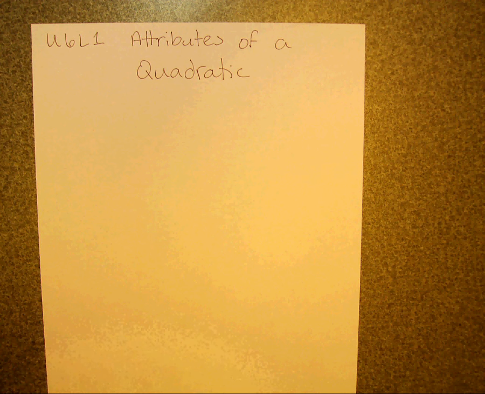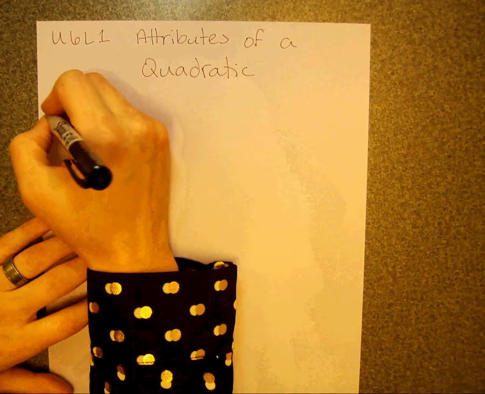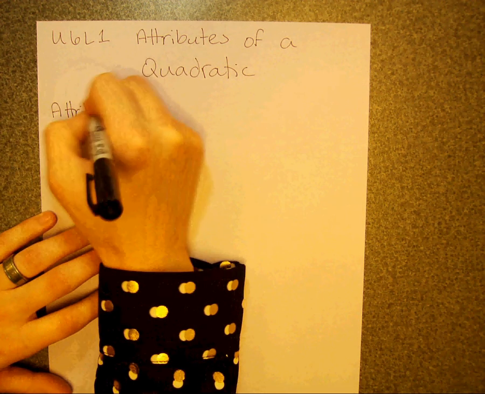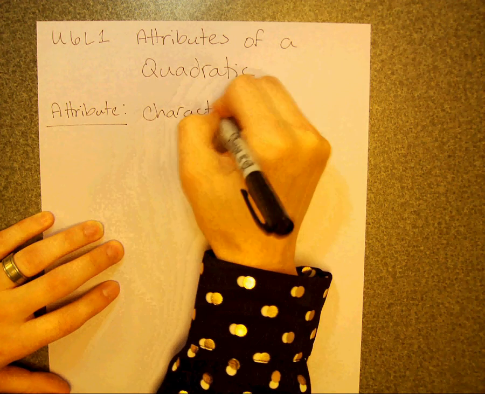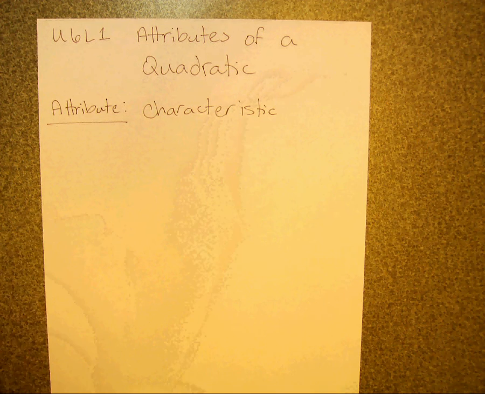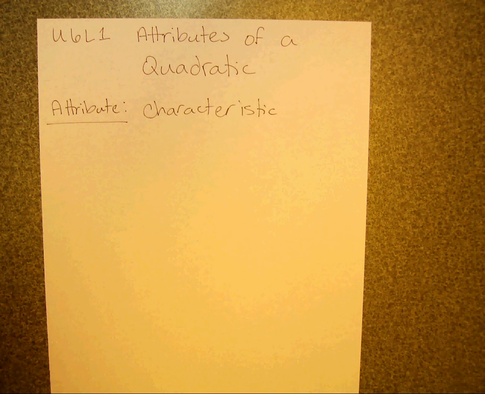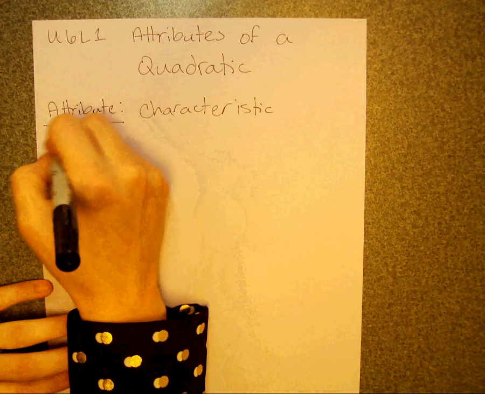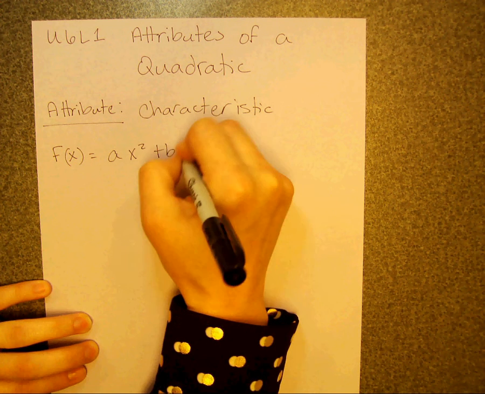Alright, Unit 6, Lesson 1, we're looking at different attributes of a quadratic. The word attribute is just a fancy word that means a characteristic. So we're looking at different pieces of a quadratic, how a quadratic looks, specific points on the quadratic, domain and range, things like that. If you recall, standard form of a quadratic is ax squared plus bx plus c.